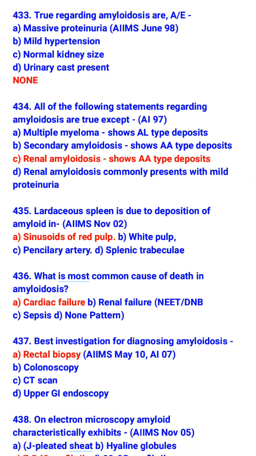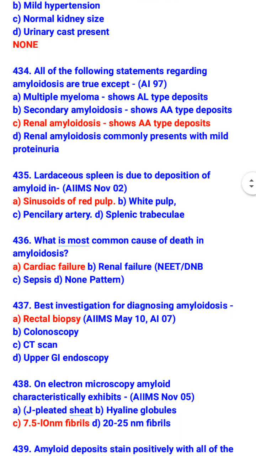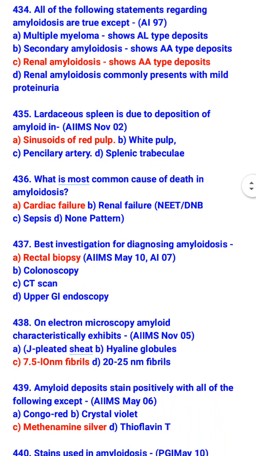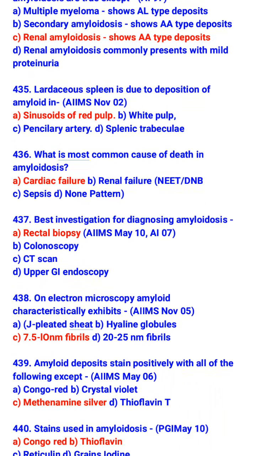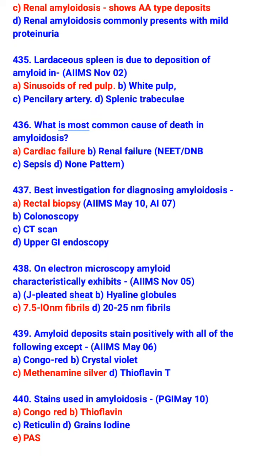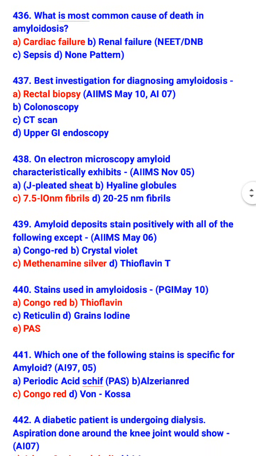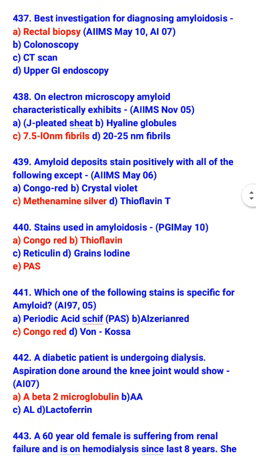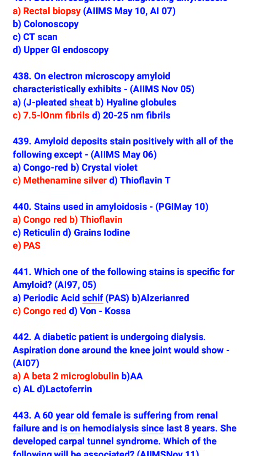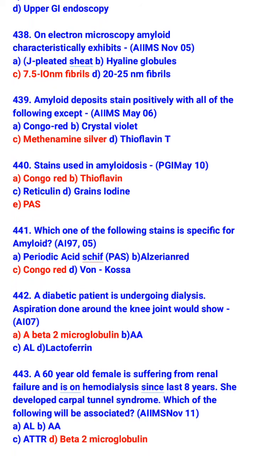Lardaceous spleen is due to deposition of amyloid in sinusoid of red pulp. What is the most common cause of death in amyloidosis? Cardiac failure. Best investigation for diagnosing amyloidosis is rectal biopsy. On electron microscopy, amyloid characteristically exhibits 7.5 to 10 nanometer fibrils. Amyloid deposits stain positively with all of the following except methenamine silver. So amyloid deposits stain positively with Congo red, crystal violet, and thioflavin T. Stains used in amyloidosis are Congo red, thioflavin, and PAS.